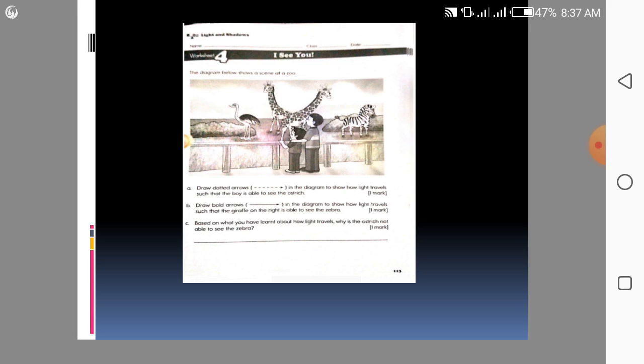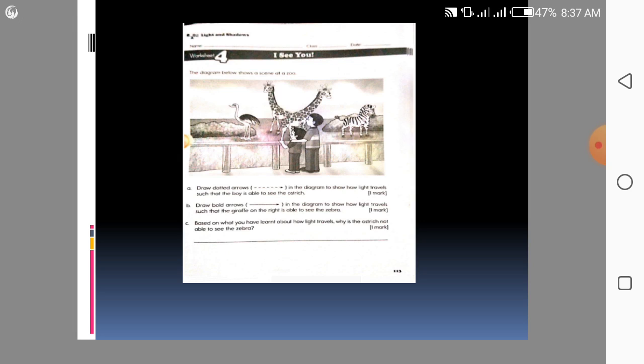On page number 98, here is a picture. Now we have to do an activity. Draw dotted arrows in the diagram to show how light travels such that the boy is able to see the ostrich. You only have to draw a dotted line so that the boy can see the ostrich. And the second one is you have to draw bold arrows in the diagram to show how light travels such that the giraffe on the right is able to see the zebra. You have to draw bold arrows so that the zebra and giraffe can see one another.